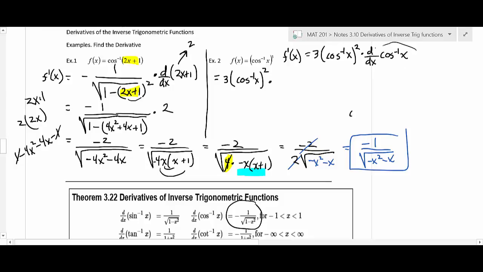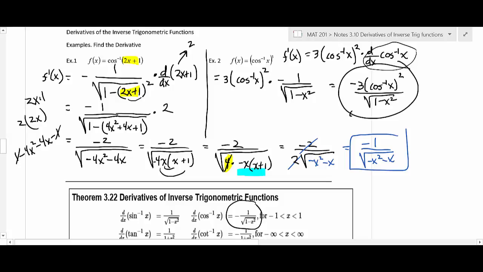But then we know this rule. That's what we just learned. So that goes negative 1 over the square root of 1 minus x squared. And that's really it. If you put that together, you would just probably write it as negative 3 inverse cosine of x to the second all over square root of 1 minus x squared like that. So that's it. That's your answer. Okay? And that is just kind of a general power rule. And be sure you leave that inverse cosine x squared like that. That's all you can do with that. Okay? All right, any questions with that? Does that look reasonably decent?